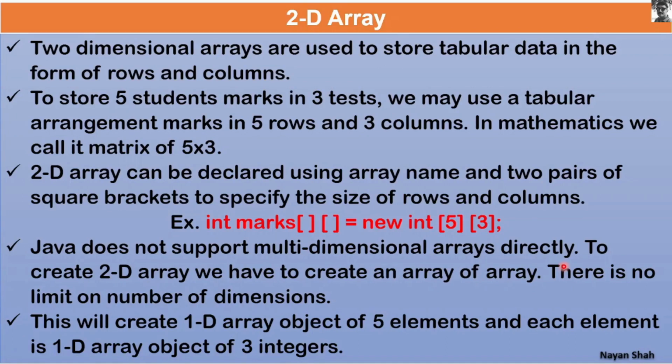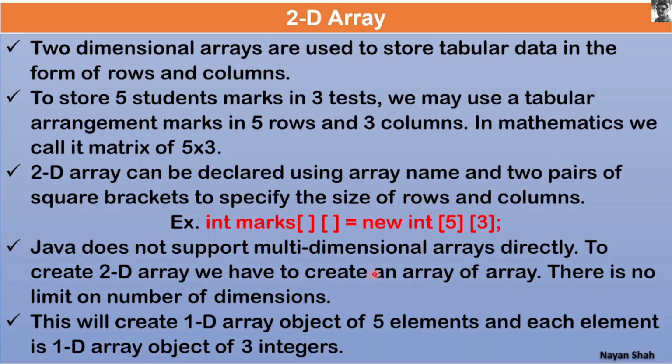A 2-dimensional array can be declared using the array name followed by 2 pairs of square brackets. As you know, the number of square bracket pairs indicates the dimension of the array. If there is only 1 pair of square brackets, it is a 1-dimensional array. If there are 2 pairs of square brackets, it is a 2-dimensional array, where first is row and second is column.